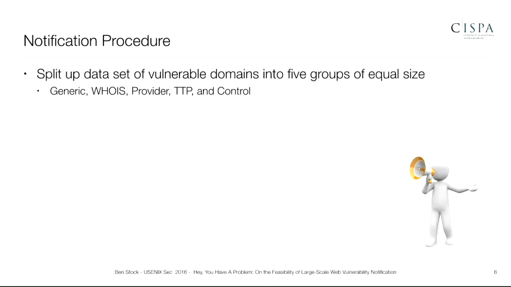So first, we split up the data set of vulnerable domains into 5 groups of exactly equal size. That is 4 notification groups, as discussed before, as well as then 1 control group to see what would regularly go on the internet if nobody told people about the vulnerabilities.